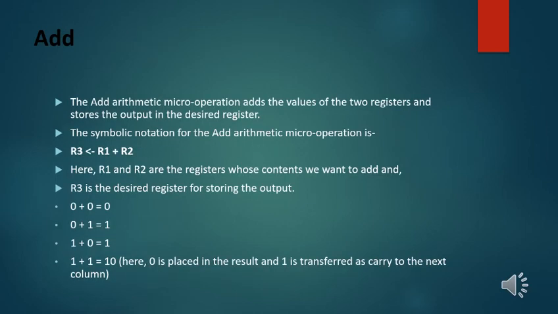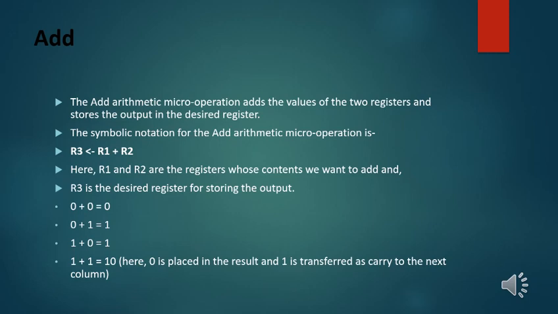Further moving on to the addition operation. The addition arithmetic micro operation adds the values of two registers and stores the output in the desired register. The symbolic notation for the addition arithmetic micro operation is R3 equals R1 plus R2. Here R1 and R2 are the registers whose contents we want to add. R3 is the desired register for storing the output.